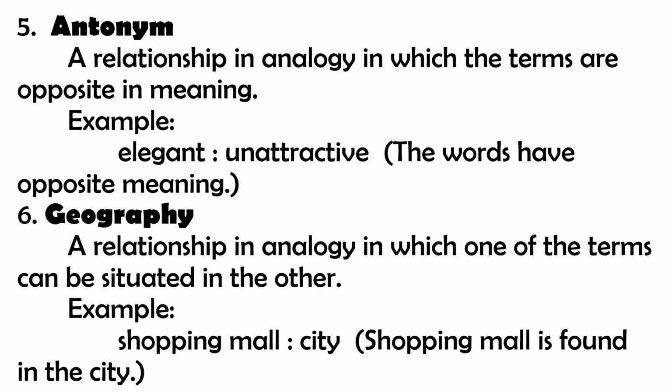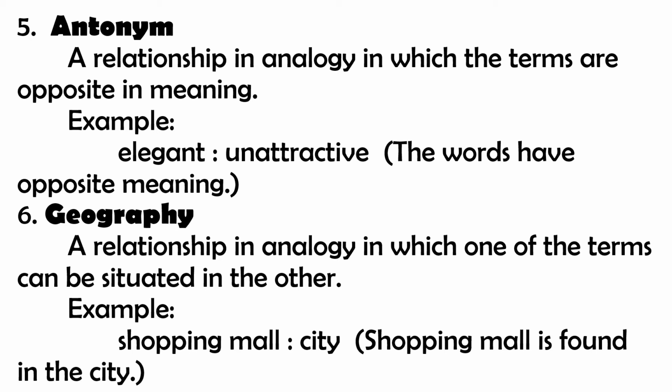The next is the antonym, a relationship in analogy in which the terms are opposite in meaning. Example, elegant is to unattractive. The words have opposite meanings. Elegant means you are pretty, and unattractive means you are ugly. So that is why in the antonym, they have opposite meanings.